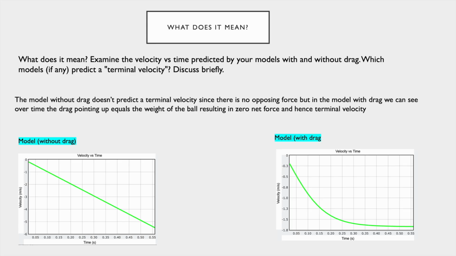So some questions: what does it mean? Now, the model without drag does not predict the terminal velocity since there is no opposing force. However, in contrast, in the model with the drag, we can see over time the drag, pointing up, equals the weight of the ball, resulting in zero net force and hence terminal velocity, constant velocity.